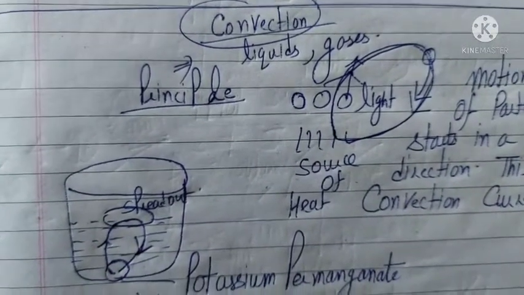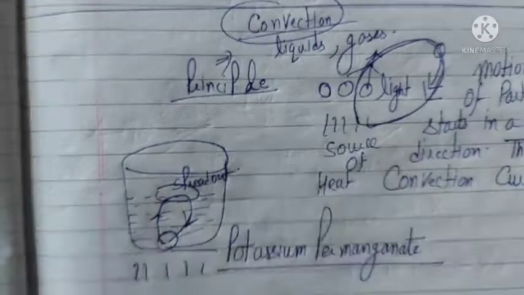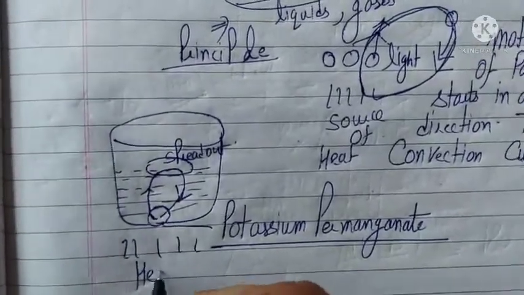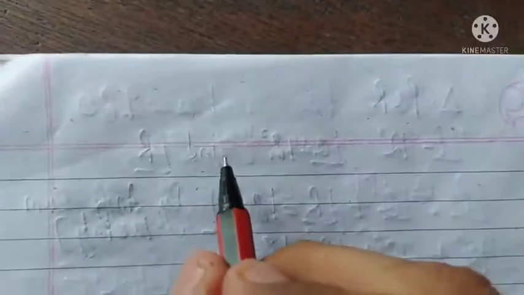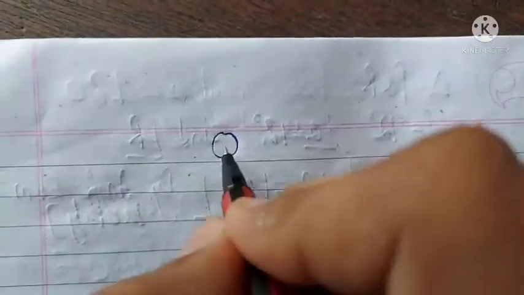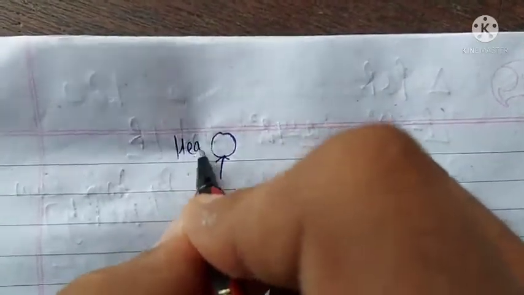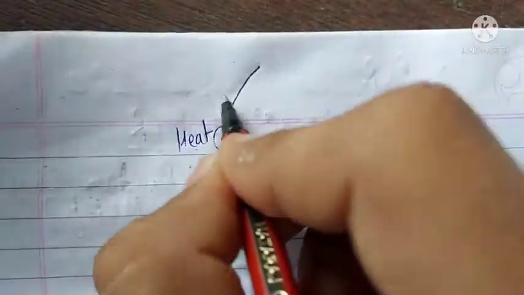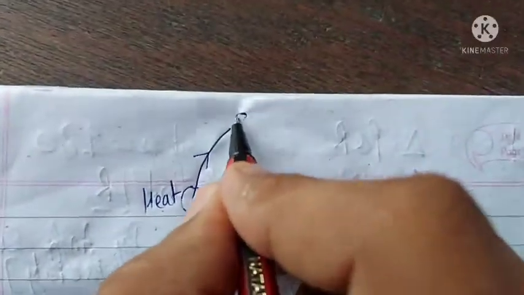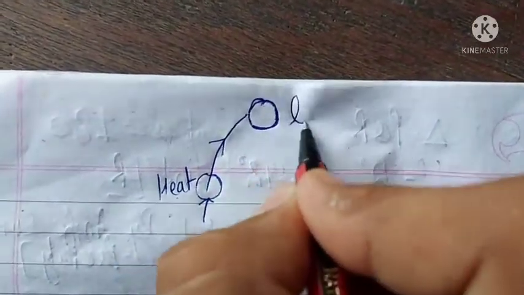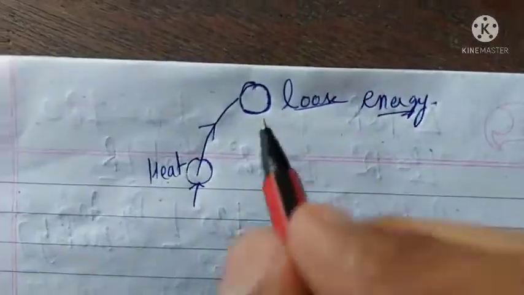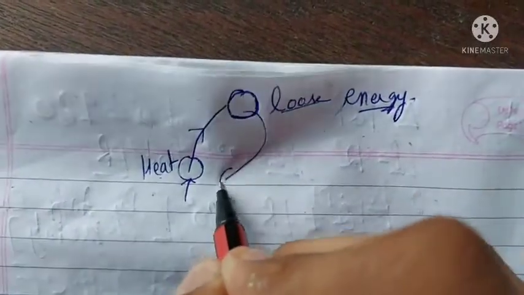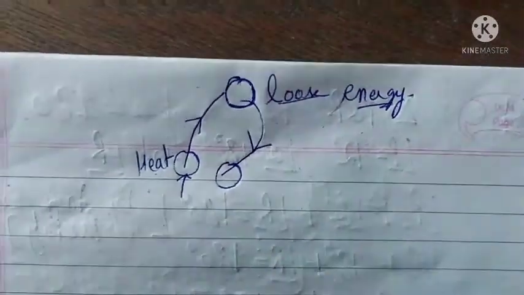This is the kind of convection current you would observe when you heat potassium permanganate in a beaker that is full of water. The particle near the bottom of the beaker will absorb the heat. It will become a hot particle. It will rise up, and it will lose its energy when it goes to a higher height, and again come down as a fresh particle. So this is a kind of convection current that is taking place.